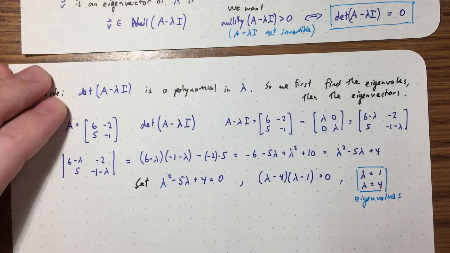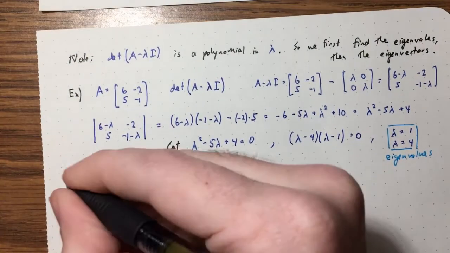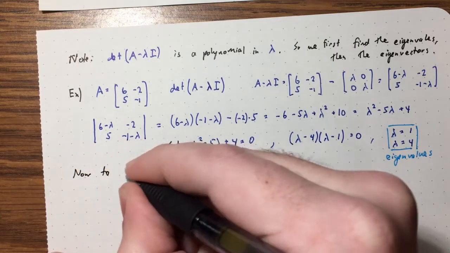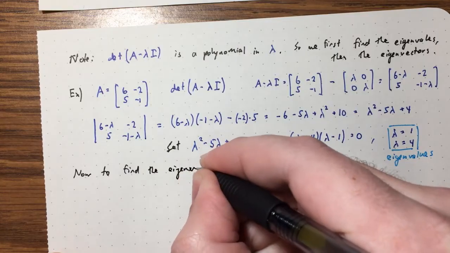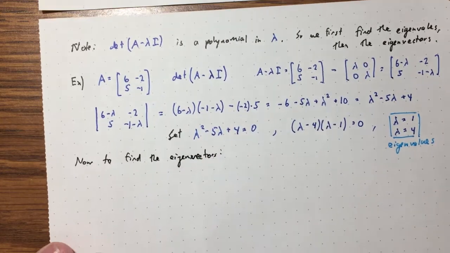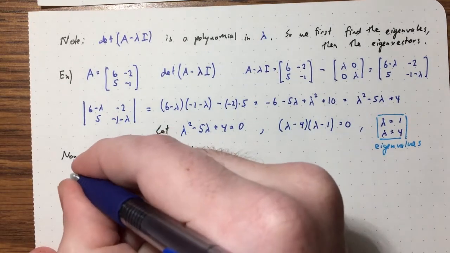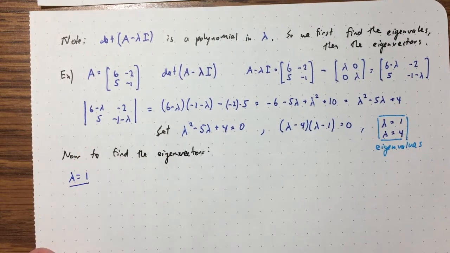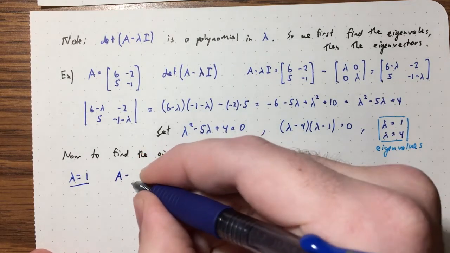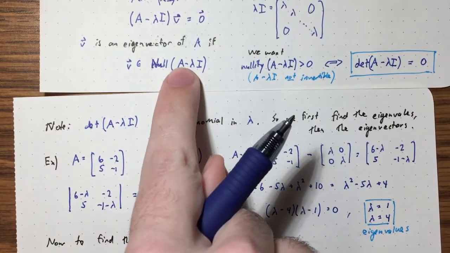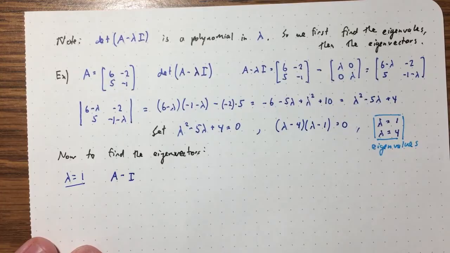I find the eigenvalues first, and now to find the eigenvectors. How do I do that? Well, this can sometimes take a while, but let's take our first eigenvalue, lambda equals 1. Then I'm looking at the null space of A minus lambda I. So I'm looking at A minus I.